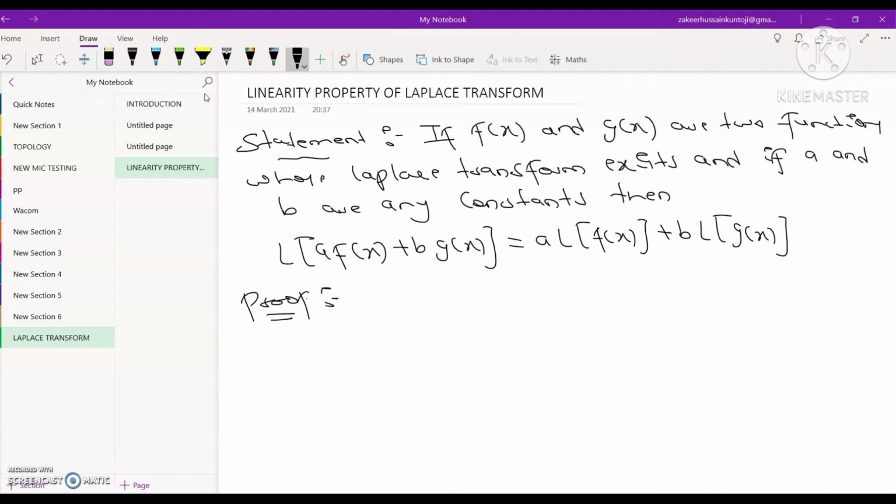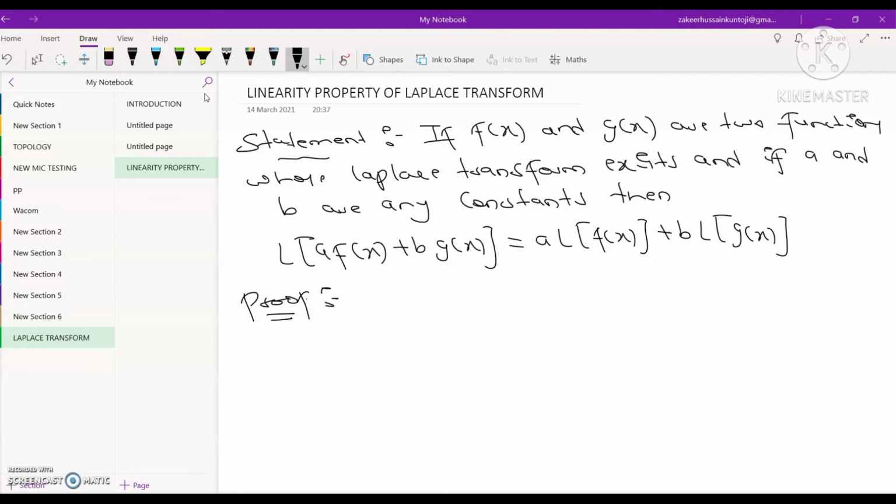So what is there in the statement? If f of x and g of x are any two functions, it means that they are obviously real valued functions, because we define the Laplace transform on real valued functions, and a and b are any two constants. But what is the actual meaning of this statement? The meaning is that the Laplace transform of the addition of two functions is equal to the addition of their Laplace transforms.